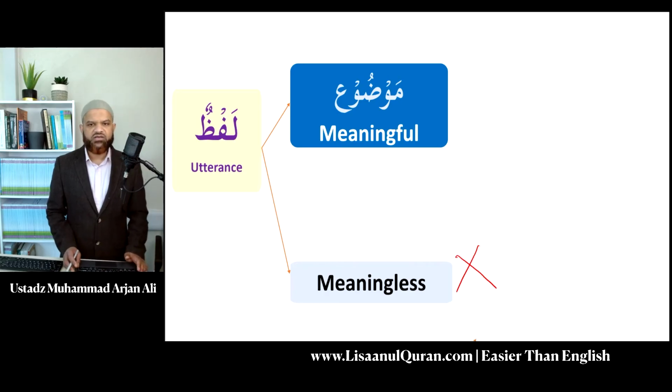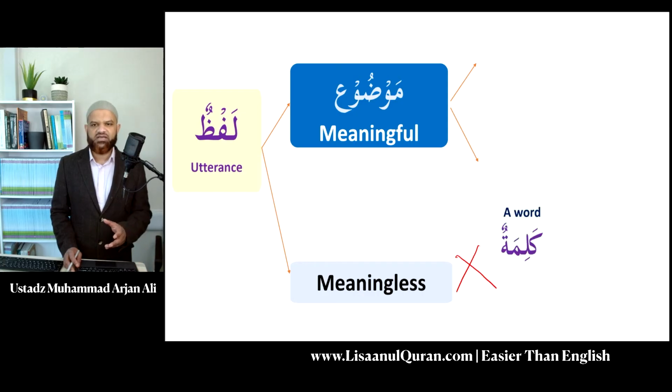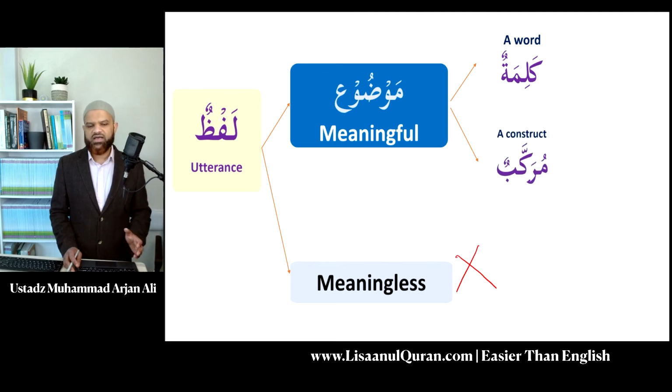The scholars divide the meaningful again into two logical parts. One is that a meaningful can be a single word. A human being can utter a single meaningful word called a kalima, or they can utter a sentence or a phrase called murakkab, a construct, meaning a grammatical unit which they can utter, which is made up of two or more words. So a human being's meaningful utterance is divided into two: kalima, single word; murakkab, a construct. And we're going to begin our study from this point onwards.